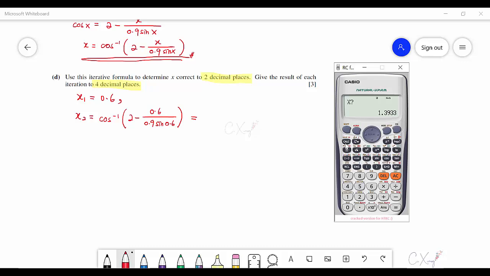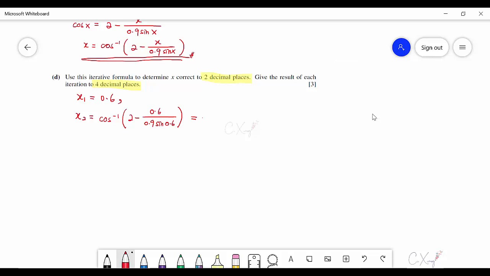When you press calculate, it will ask you what is the value of x that you want to input. Our first value will be 0.6. Therefore, you key in 0.6 and press the equal sign. From here, you'll get this value. I will copy out the 4 decimal places, which is 0.6106.